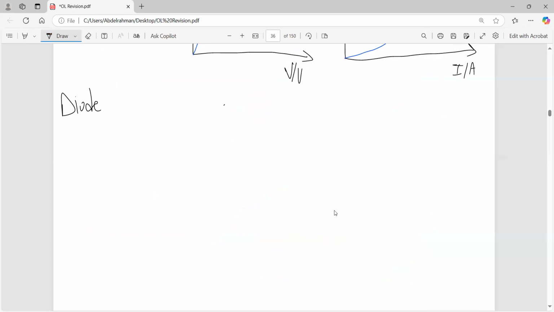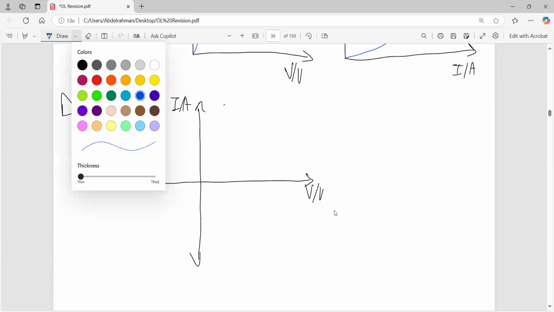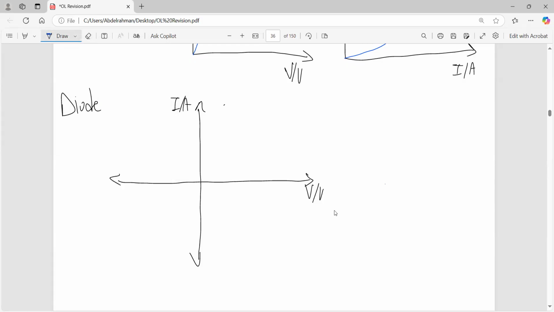A diode only passes the current in one direction. So if you have a voltage and current axis, with current here and voltage here, and it's passing through the positive end, it will allow the current to pass. So if the voltage is on the positive end, the current will be allowed to pass. It will have a constant resistance.